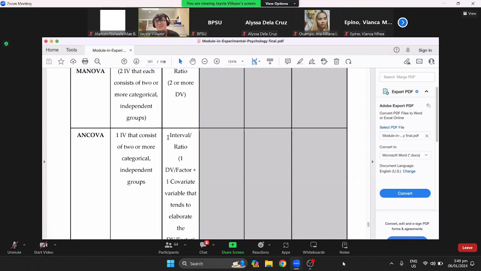Di ba minsan sa job satisfaction, minsan hindi naman yung sahod ang mahalaga, di ba? Minsan, work environment, di ba? So yung work environment, iyon yung covariate that tends to have an impact on your dependent variable. So if that is your type or nature of research, then you're going to utilize ANCOVA. Can you follow? Ayun.